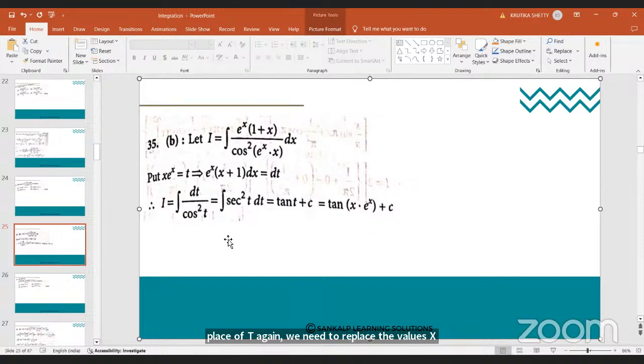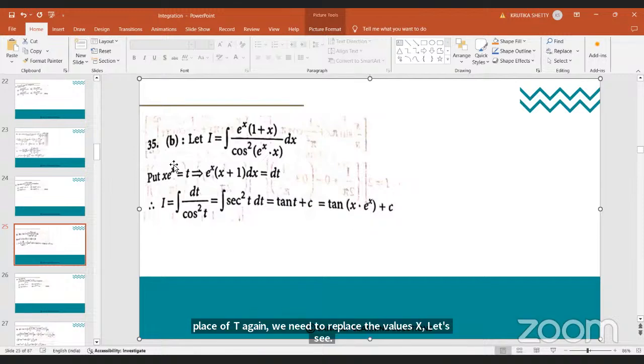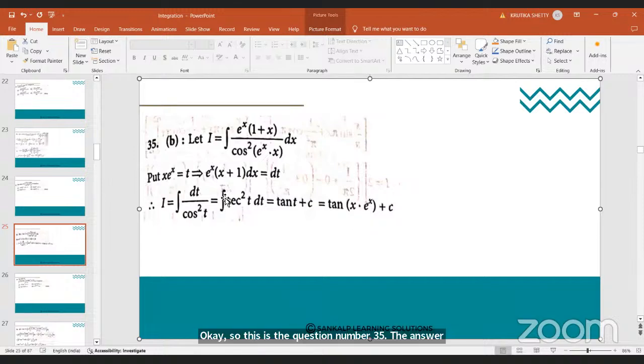So this is question number 35. The answer is option B. So this has occurred by the substitution method. So see, whichever concepts we had discussed earlier, from there one or two questions will occur. Next question, example number 35.